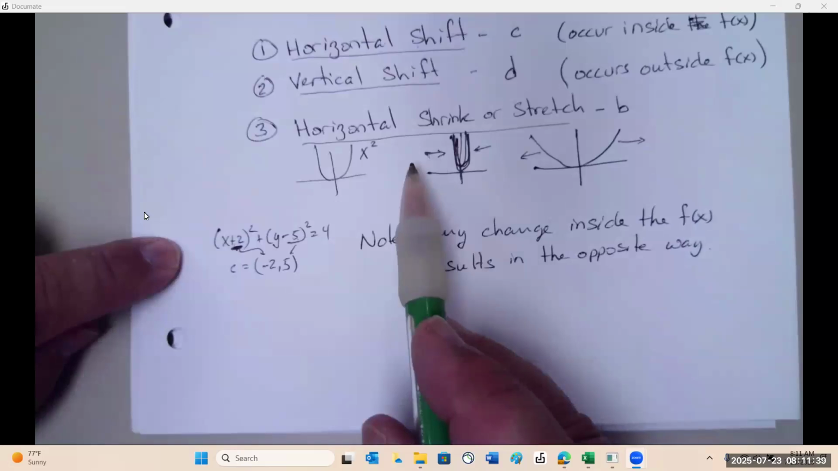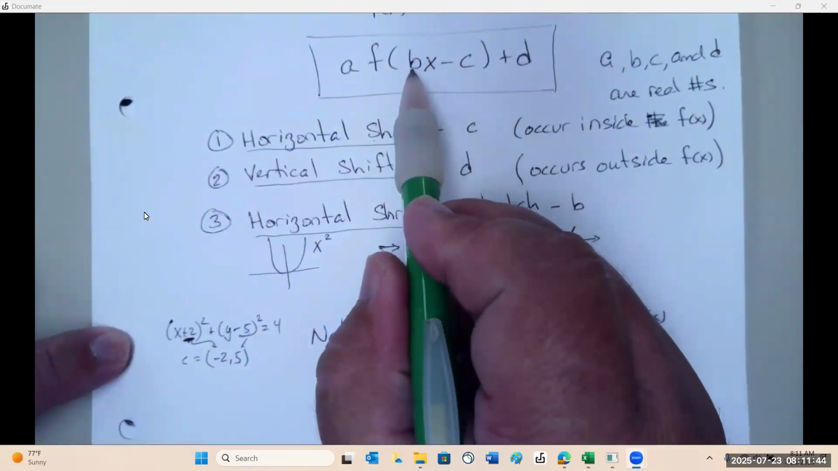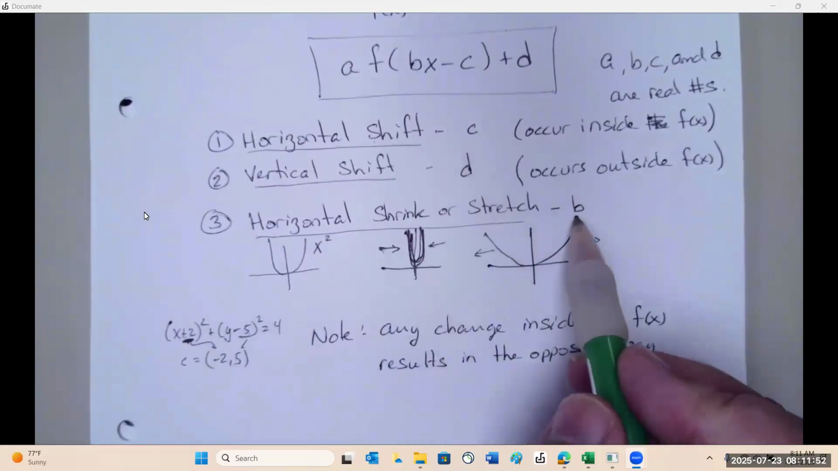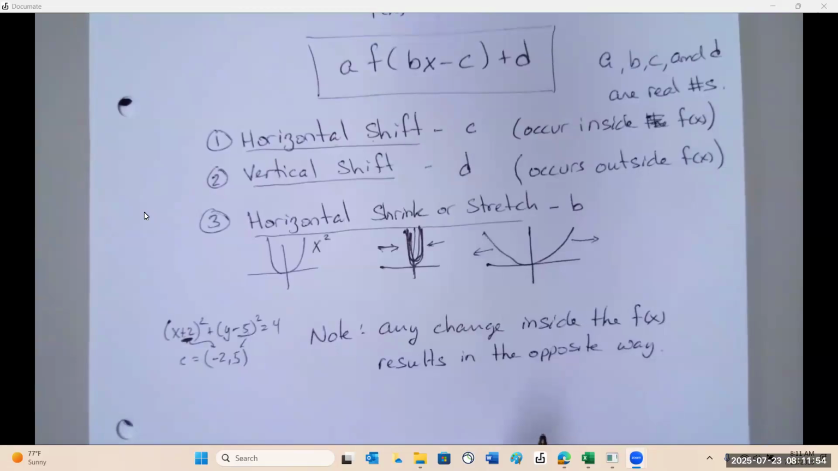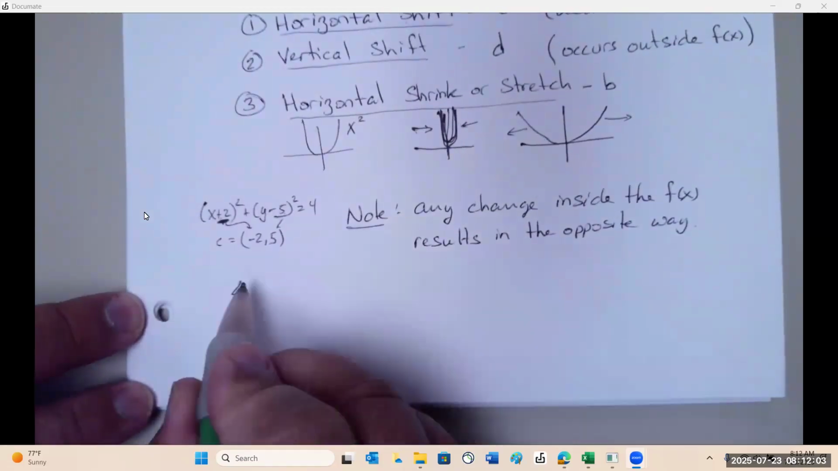And we're going to talk about this because of the value of b. If b is an integer, it'll make the function skinnier instead of bigger. If b is a fraction, it'll make it wider instead of narrower. So that's an important note.